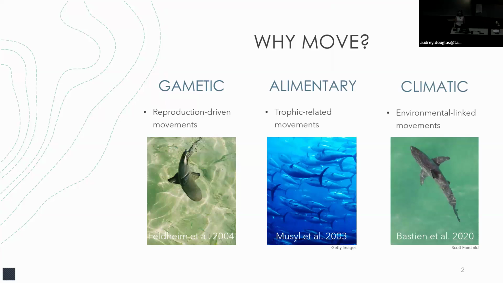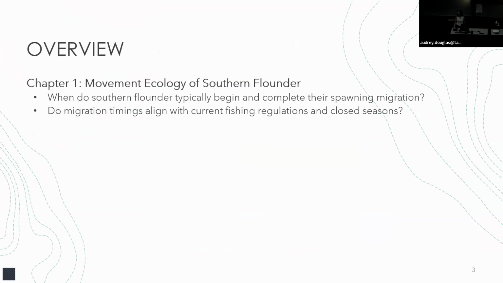We know this is pretty prominent right now, especially with our changing climate, but a lot of animals will experience range shifts or distribution changes because of changes in their environment, such as the white shark and many others that we know. So for my dissertation, I have 3 different chapters. The first of these is focused specifically on the movement ecology of southern flounder. We'll be looking at the spawning migration of these flounder and seeing when that begins, when that ends, and how that overlaps with current management strategies.